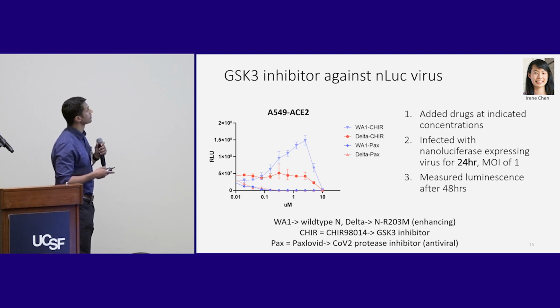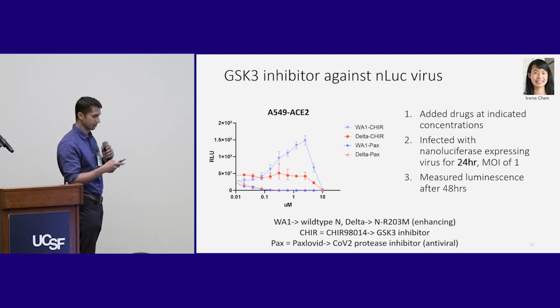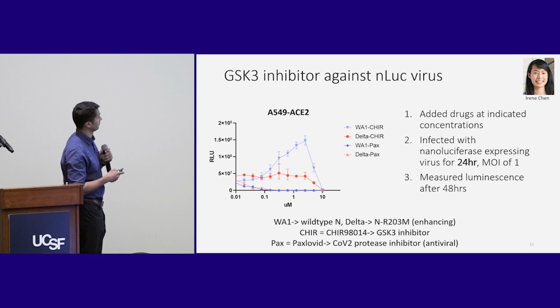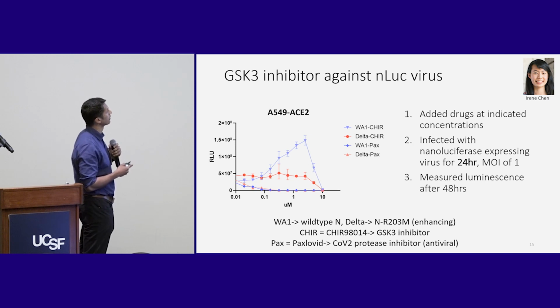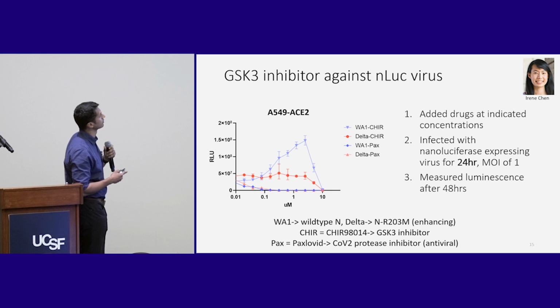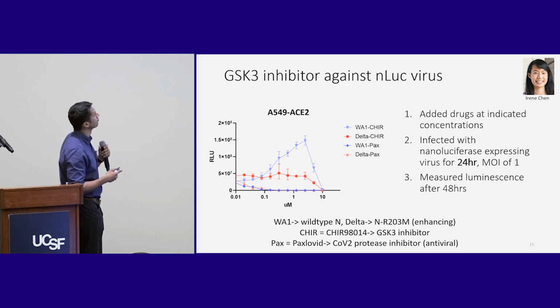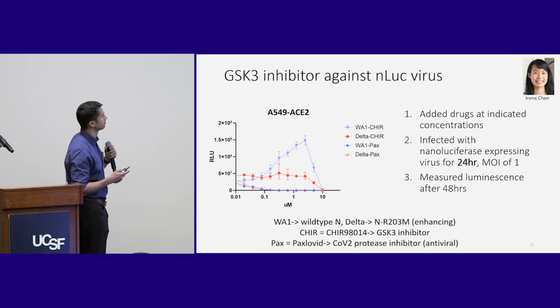So far we see the same effect also in live virus. Here, we're comparing the Washington isolate, which has no mutations, or the wild-type nucleocapsid sequence, versus the delta, which has one of the mutations that reduced phosphorylation and enhances assembly. And what we see is the delta does not respond to the GSK3 inhibitor, whereas if you add the inhibitor to the Washington isolate, you get much higher assembly.